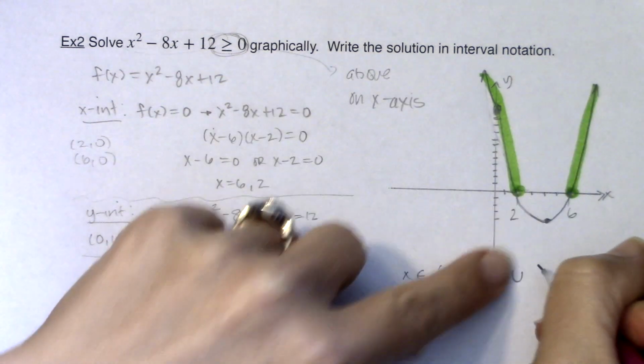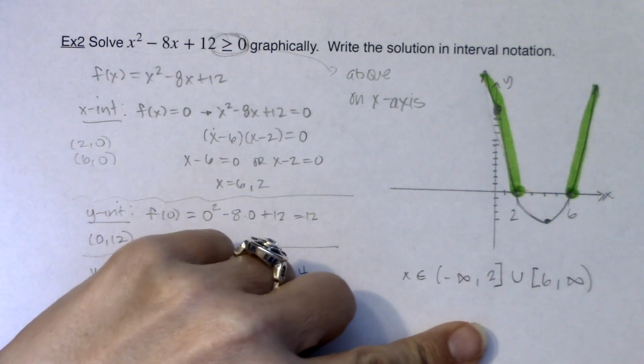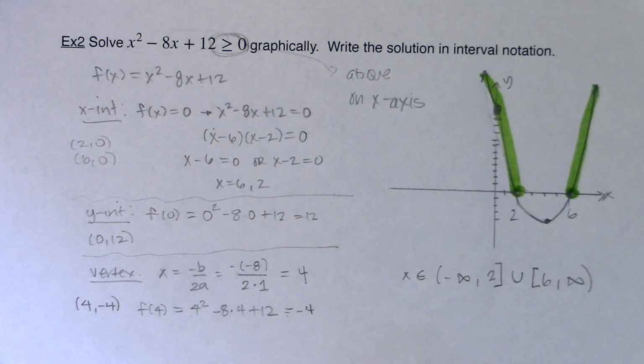And then my second interval starts at 6, which I want to include, and then I want to go up to positive infinity.